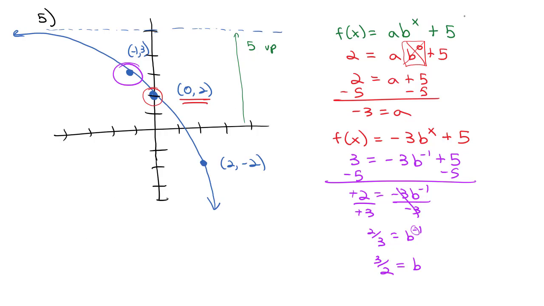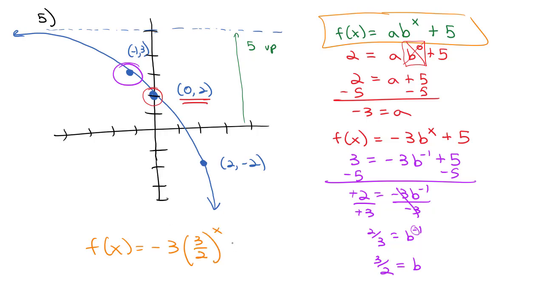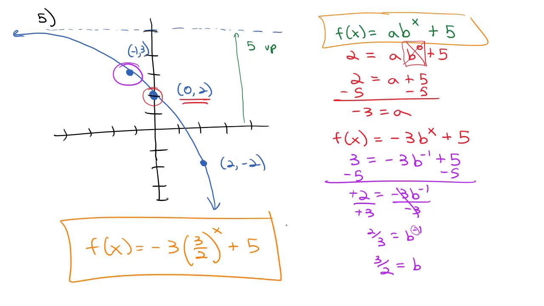Put it all together. My original function with a and b filled in, f of x equals a, which we now know is -3, times b, 3/2, to the x plus 5. And now we've got the equation for the graph of our transformed reflected exponential.